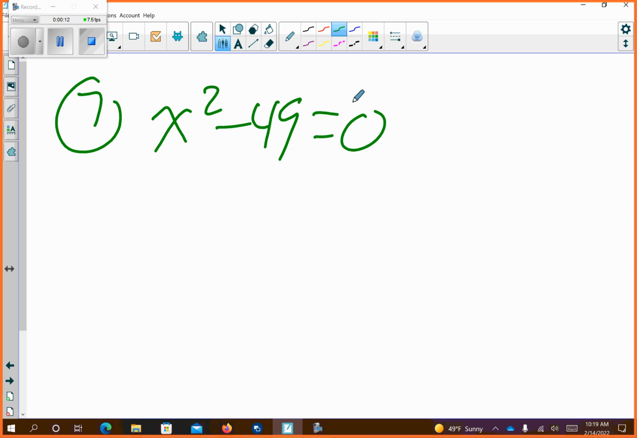Okay. Problem number 7. This is one where we have the x squared term. We don't have the middle term. And then we have the last term. So this would be a good one that we want to plug the 0x in.